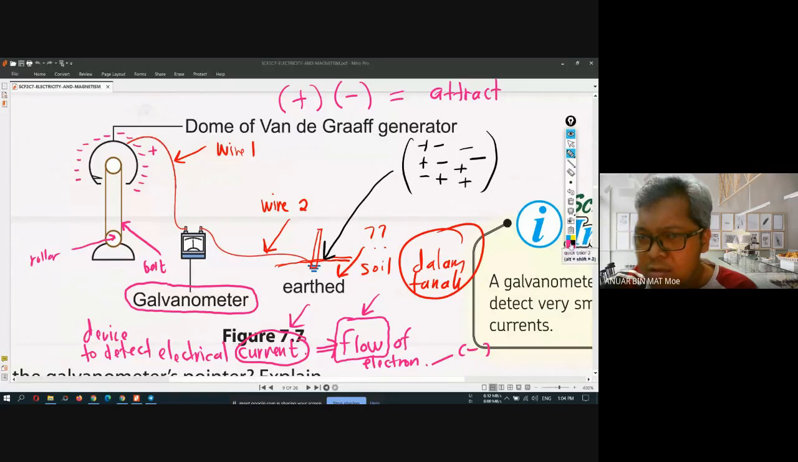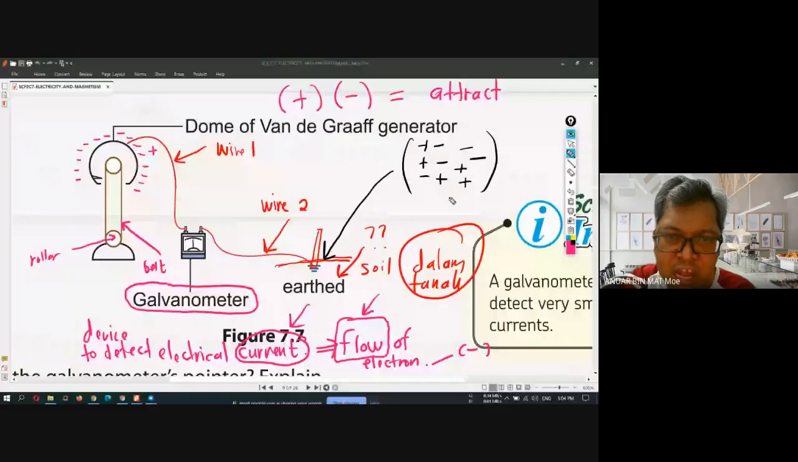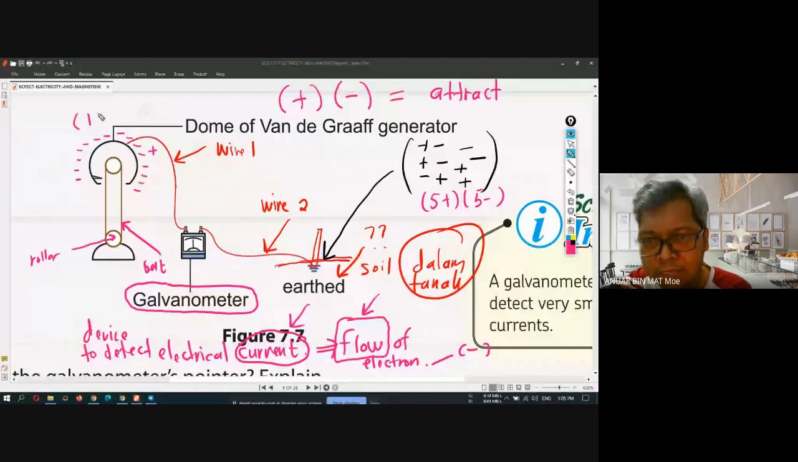Is it moving or what? What happened to the charges on the Van de Graaff? Any idea what will happen? You see the surface here, you see the charges on the soil here. The charges on the earth is equal. We have here 1, 2, 3, 4, 5. We have 5 positive, for example, and 5 negative. And here, we only have 1 positive. So what will happen? They try to equalize the charges.